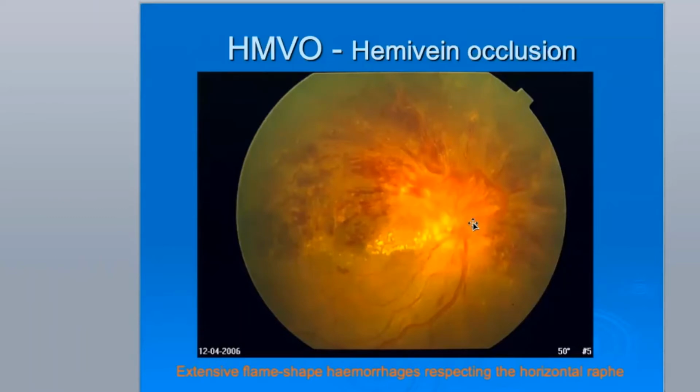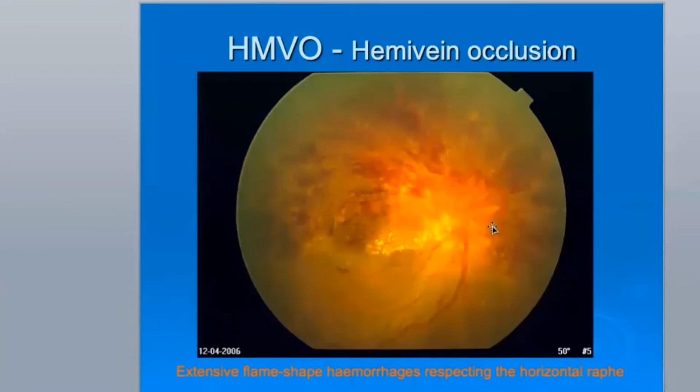So start number 1, optic swelling. Number 2, flame-shaped hemorrhages. Number 3, your dot blot hemorrhages. Number 4, tortuous vessel. Number 5, your hard exudate. What else? Absence of fovea reflex. The moment you get absence of fovea reflex, maksudnya the macula is swelling.